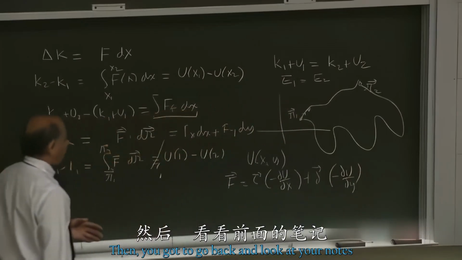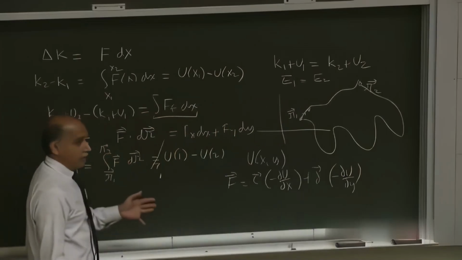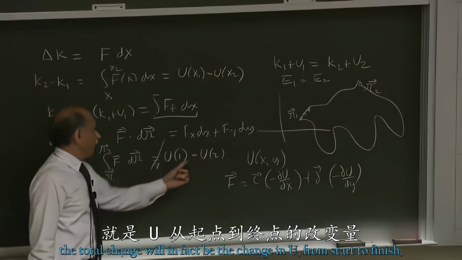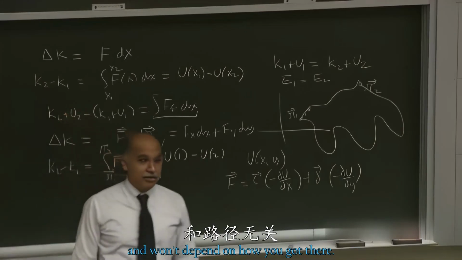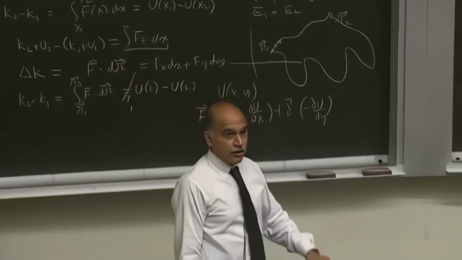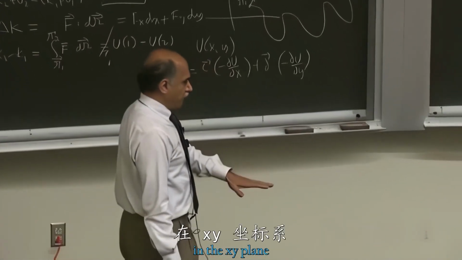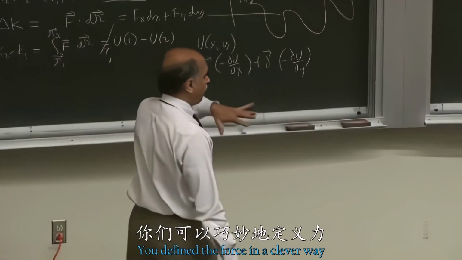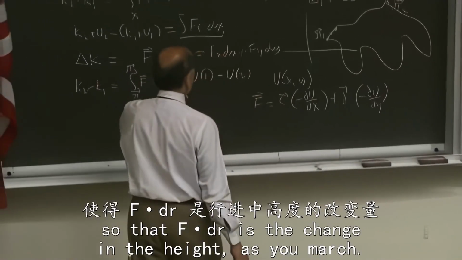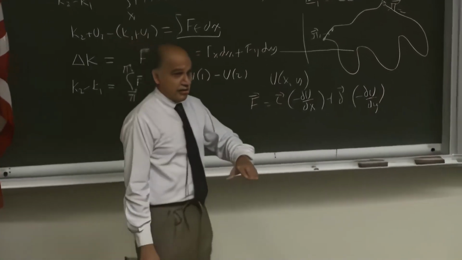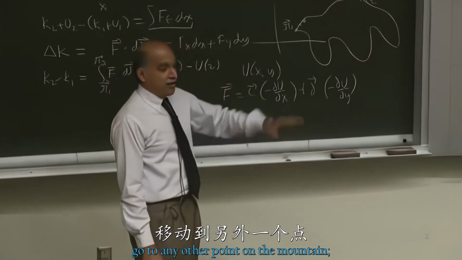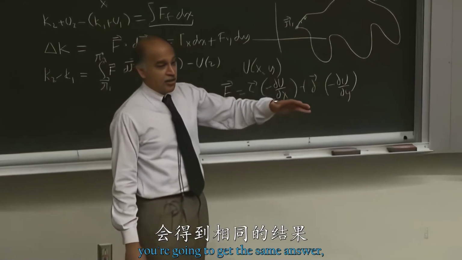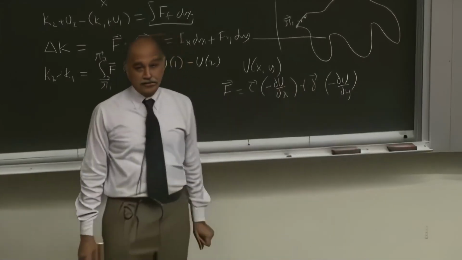Then you go back and look at your notes and see that if you take f dot dr now, you're just adding the change in u, and when you go from start to finish, the total change will in fact be the change in u from start to finish, and won't depend on how you got there. So what you're doing is, in the xy plane, you're defining a function u of x and y, which is like a height. You define the force in a clever way so that f dot dr is the change in the height as you march. So you can start at any point on the mountain, go to any other point on the mountain. If you're only keeping track of the change in height, you're going to get the same answer no matter how you got from here to there.